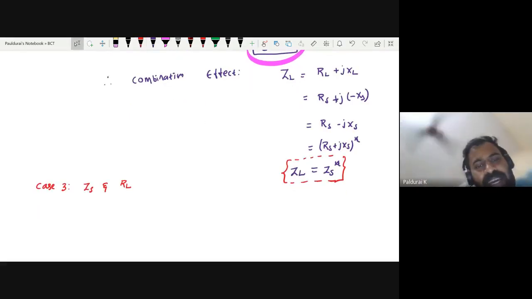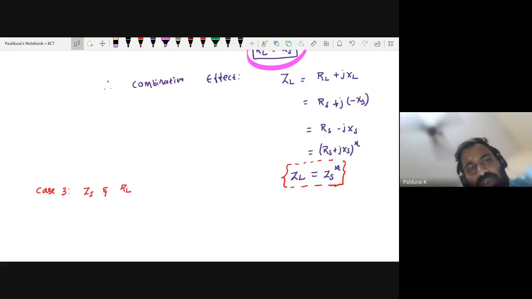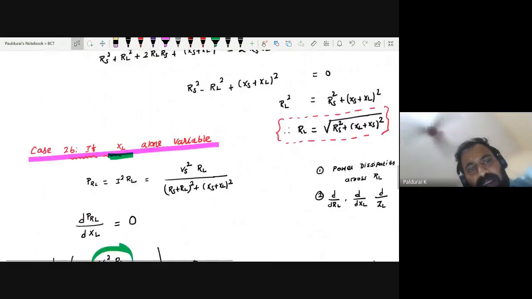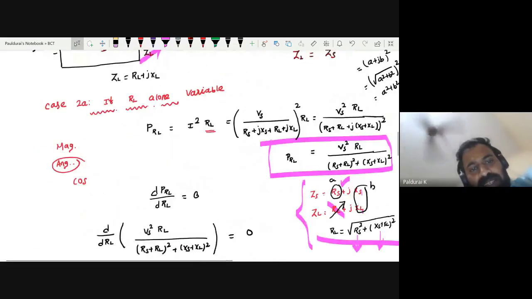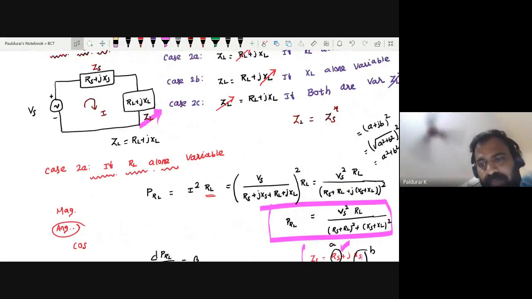So what is case 2A and what is case 3? Any idea? Case 2A, what does it say? Case 2A, RL alone variable, right? Now put XL equal to 0 in case 2A, you will get case 3. I write the statement, try to understand.